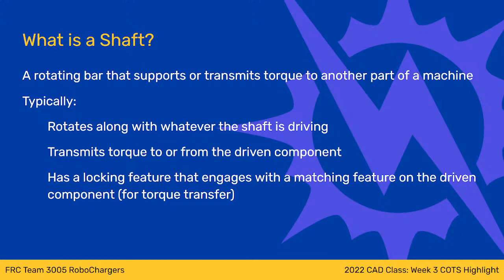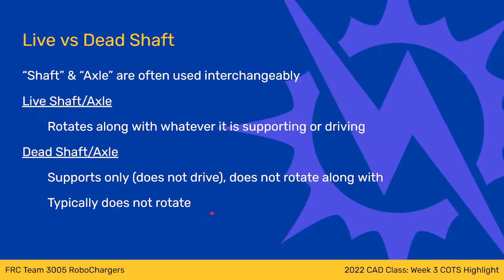And then it usually has some sort of physical locking feature that engages with some sort of matching feature in the driven component. Basically, that locking feature is what actually does the torque transfer. If I just put a round shaft in a round hole, I can spin that shaft, and it doesn't necessarily spin the thing that's attached to that shaft, right? If I just have a wheel sitting on the ground, it's got a lot of friction on it, and it's got a round hole in it, I put a round shaft in that hole and spin it with a motor, that wheel is not necessarily going to spin, right? That shaft might just spin in that hole. So it has to have something that locks the two things together.